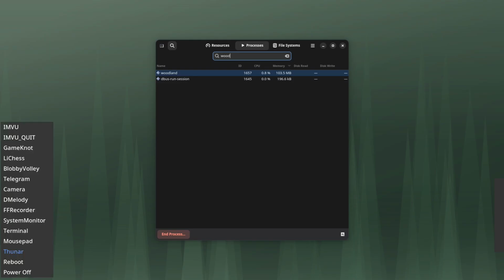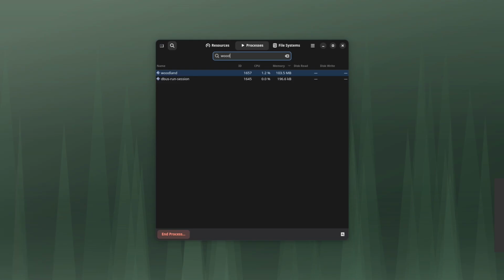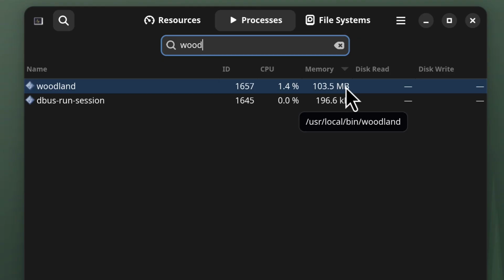1, 2, 3, 4, 5, 6, 7, 8, 9, 10. Now let's check if the memory changes. As we can see, it's still 103.5 megabytes, which means the application didn't memory leak.